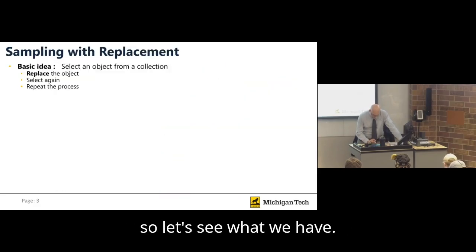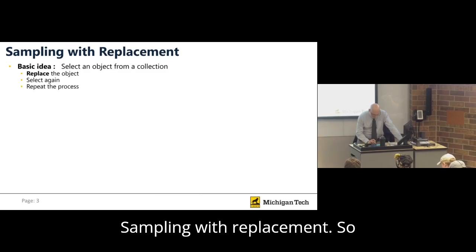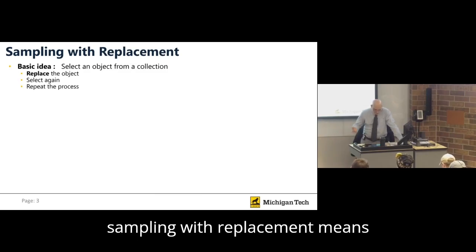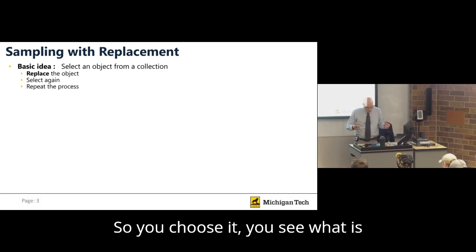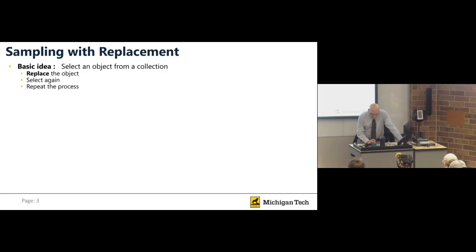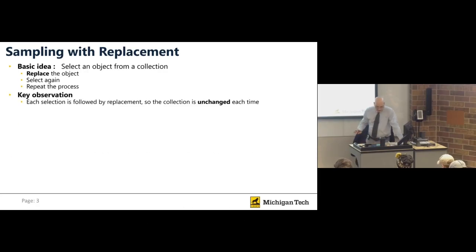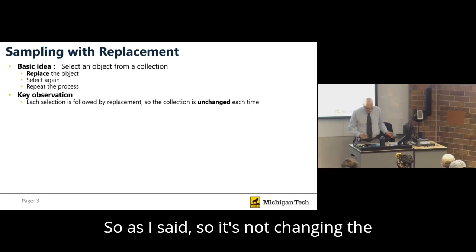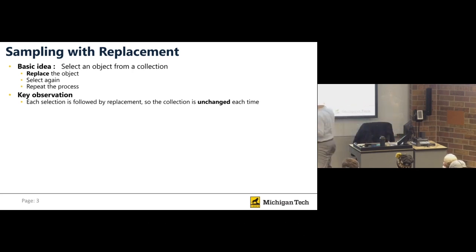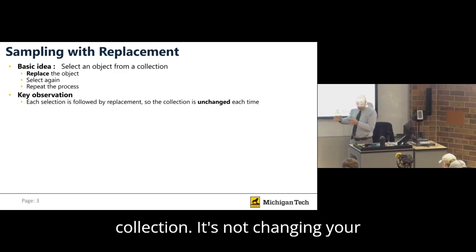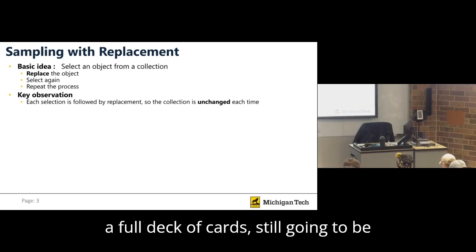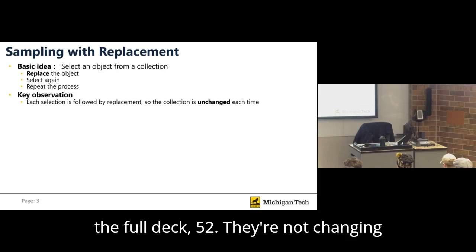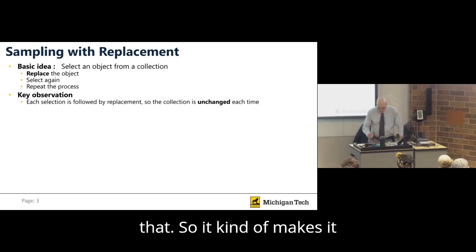Okay, so let's see what we have. Sampling with replacement. So sampling with replacement means replace the object. So you choose it, you see what it is, replace it back. So selection is followed by a replacement. So as I said, it's not changing the collection. If it was, for example, a full deck of cards, it's still going to be the full deck, 52. They're not changing that. So it kind of makes it simpler.